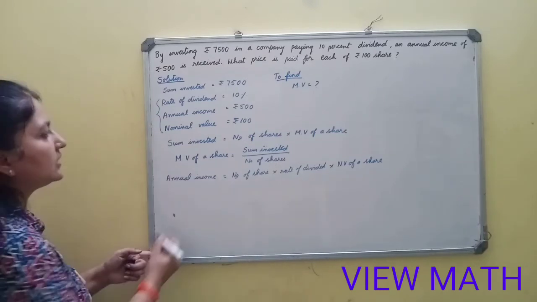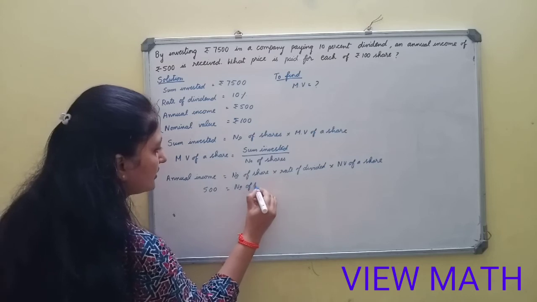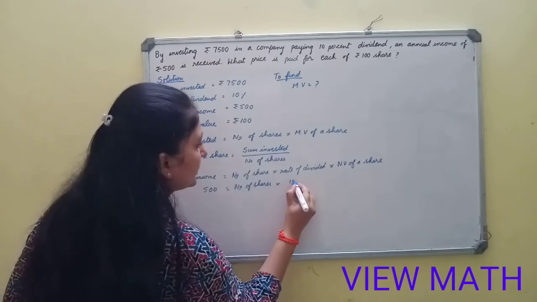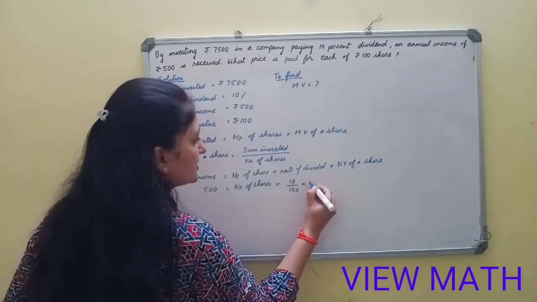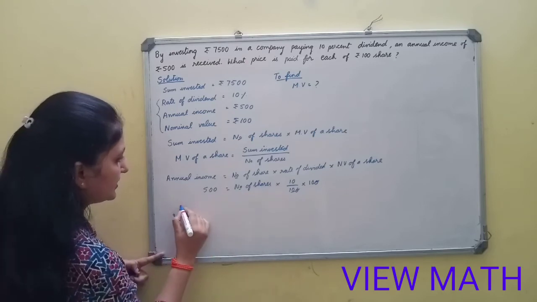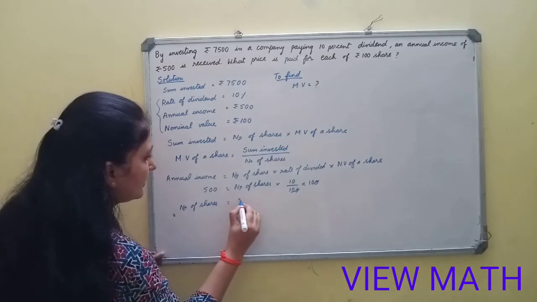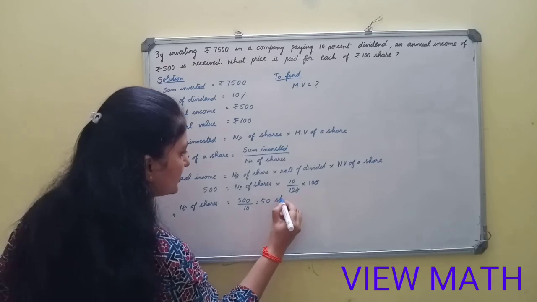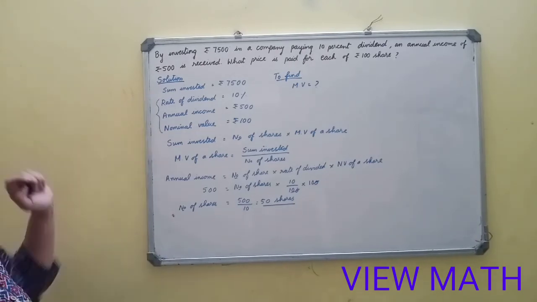Now let me substitute. Annual income is 500. Number of shares we have to find out, into rate of dividend, given as 10 by 100, into nominal value, again given in the question, 100. So if I bring this 10 this side, number of shares is equal to 500 divided by 10, which is equal to 50 shares. So we have found the number of shares using the annual income formula.